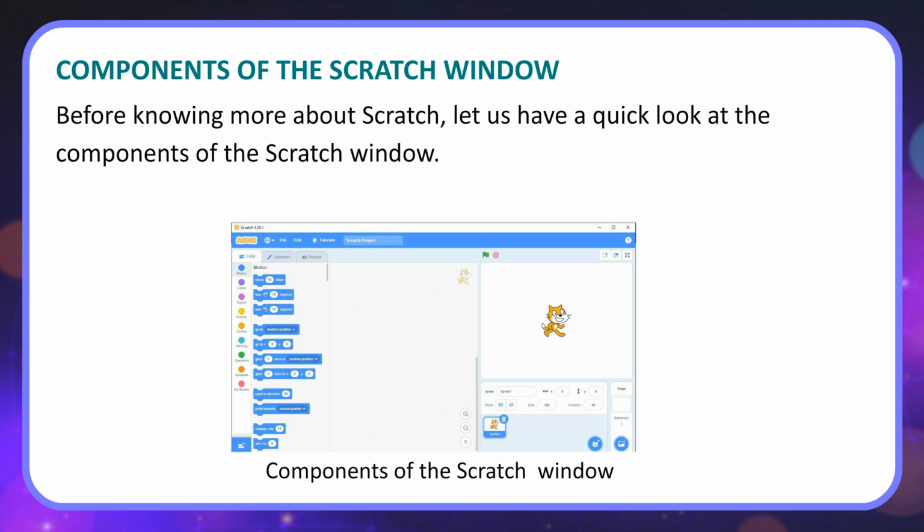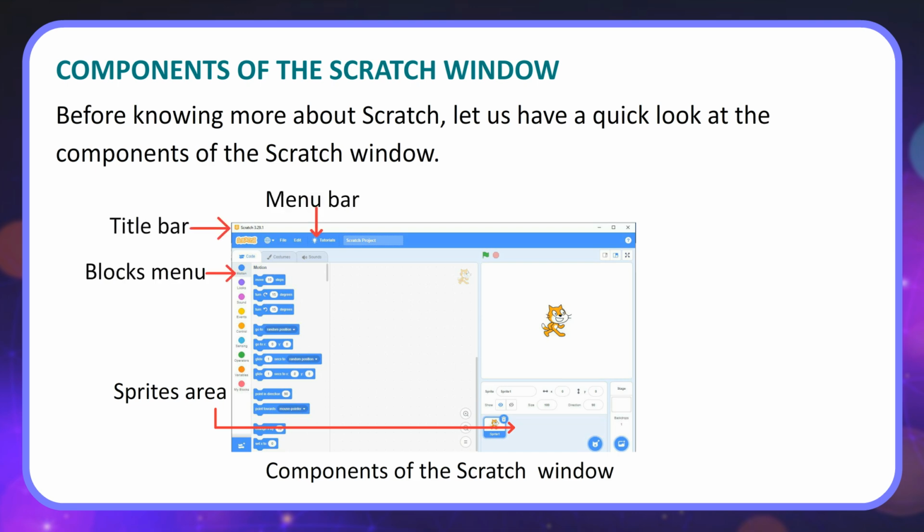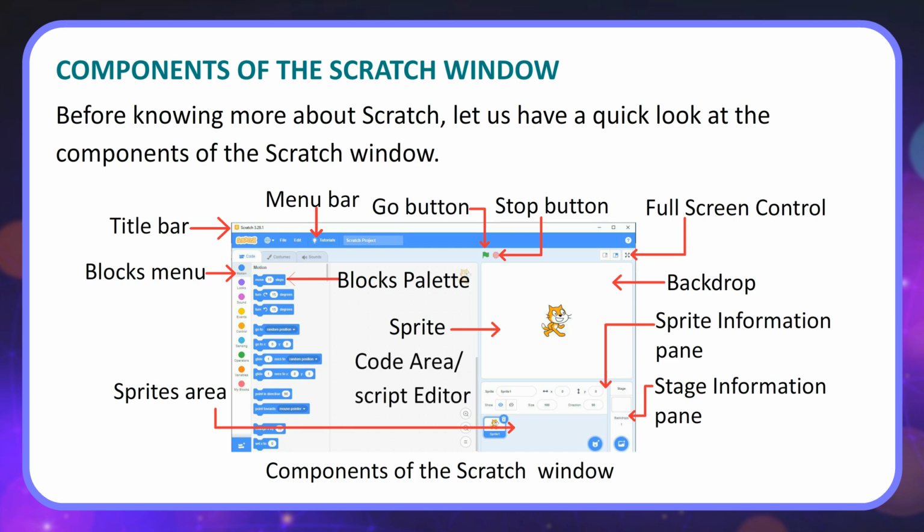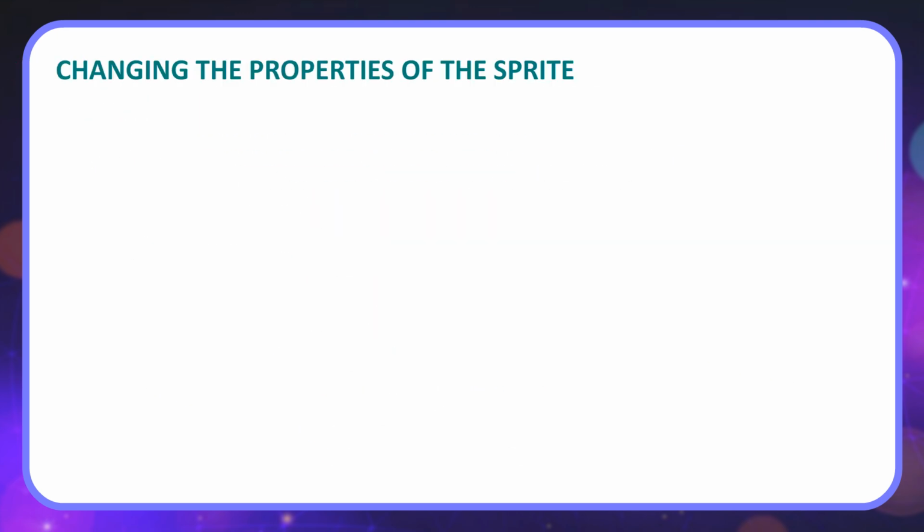Components of the Scratch window. Sprites area. Blocks menu. Title bar. Menu bar. Go button. Stop button. Full screen control. Backdrop. Sprite information pane. Stage information pane. Block palette. Sprite. Code area / script editor. Stage.